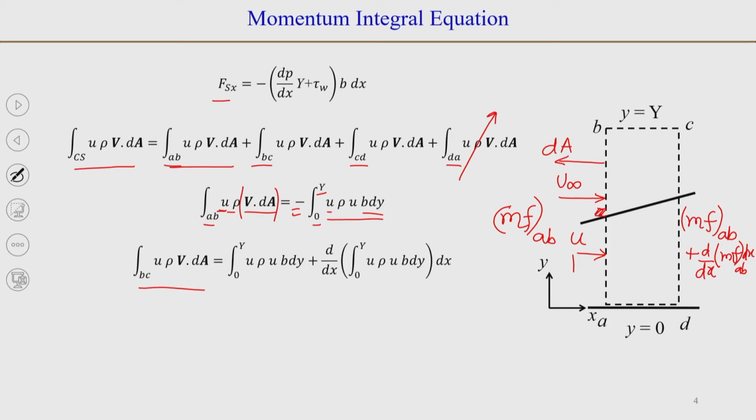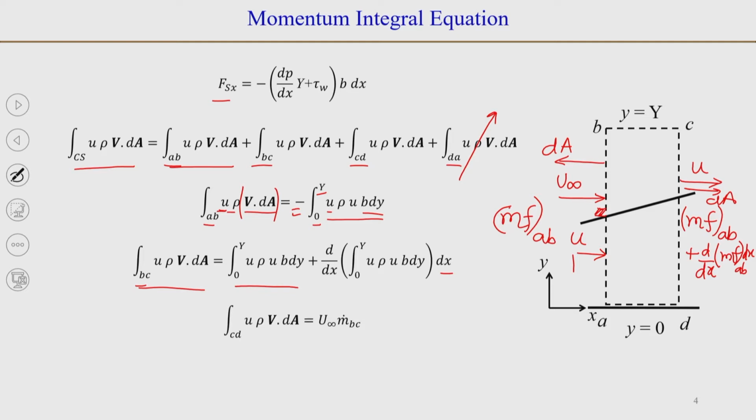The momentum flow at AB is, the sign will be changed because here the outward normal and the velocity u both point in the same direction. So, the sign will be positive. So, the momentum flow will be integral 0 to y u rho u b dy. So, that is the first term, mf at AB, plus d by dx of this, integral 0 to y u rho u b dy, multiplied by dx. So, that is the momentum flow at surface BC.